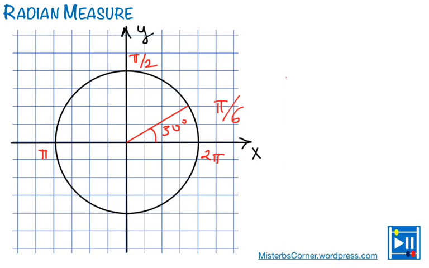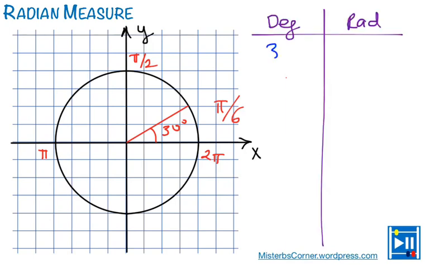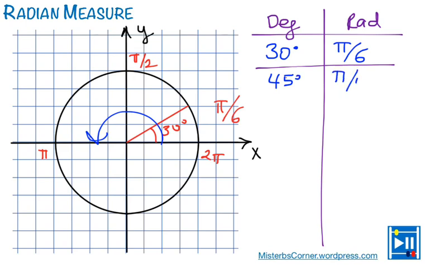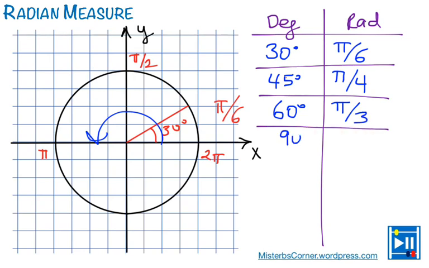So if we make a table out of it, we'll have 30 degrees being pi over 6. Well, consider this: one straight angle, which is 180 degrees, is pi. So if you divide it by 6, you get 30 degrees. And for 45 degrees, that's going to be 1/4 of a pi, so it's going to be pi over 4. And we'll have 60 degrees to be pi over 3. And of course, 90 degrees, as we said before, is pi over 2. And 180 degrees is pi.